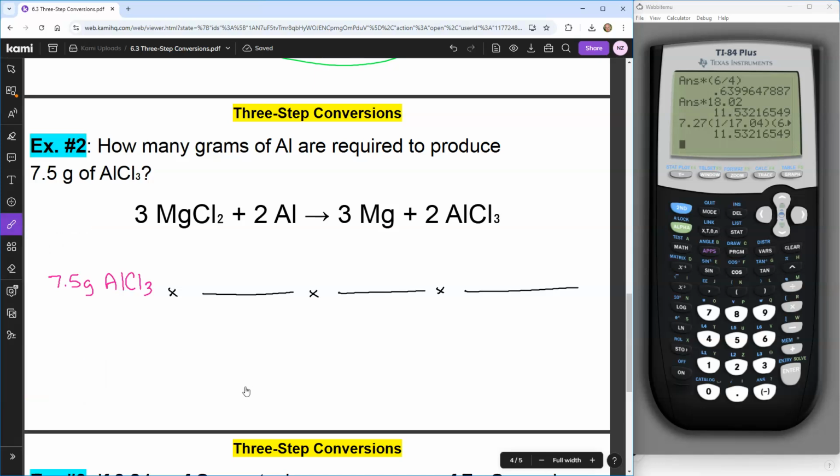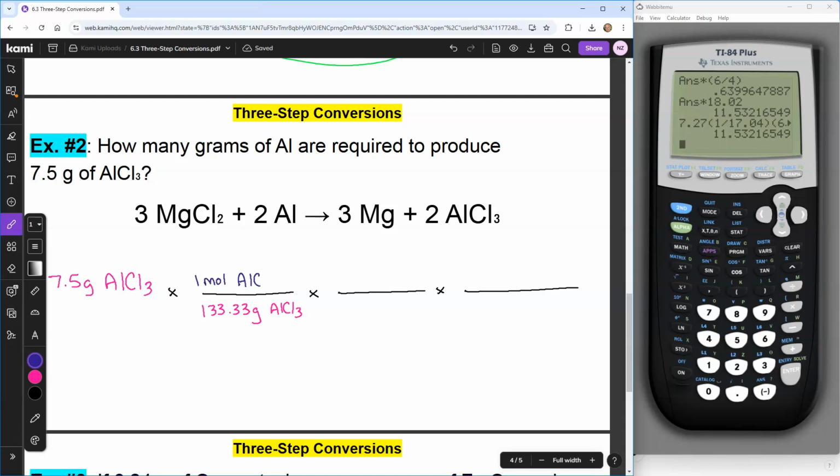Okay, so I'm going to need the molar mass of aluminum chloride. I've already figured that out. It's 133.33 grams of aluminum chloride. That's how many grams are in 1 mole. We're going from aluminum chloride to aluminum. And notice it's a 2-to-2 ratio, or a 1-to-1 ratio. So for every 2 moles of aluminum chloride, I have 2 moles of aluminum.